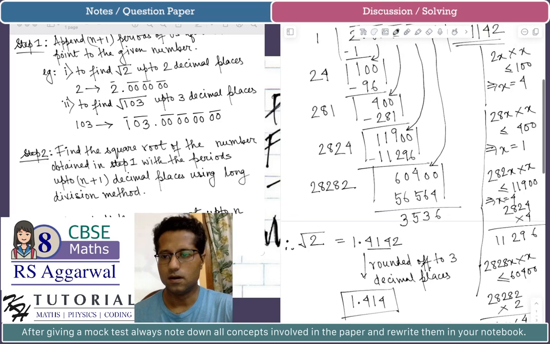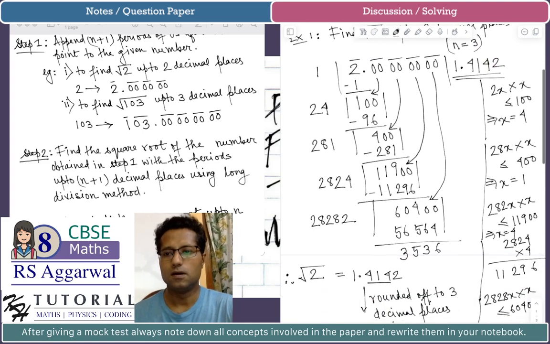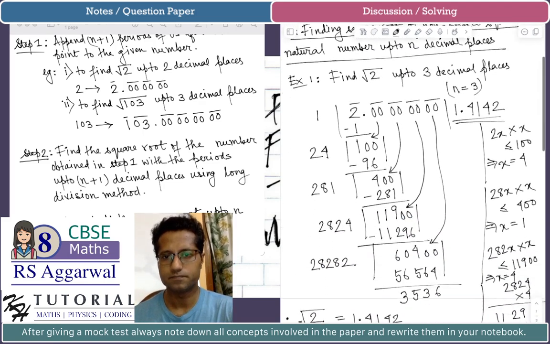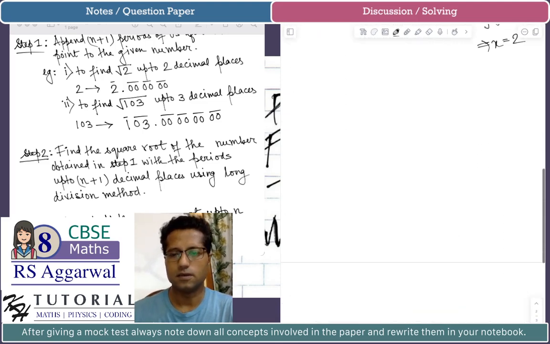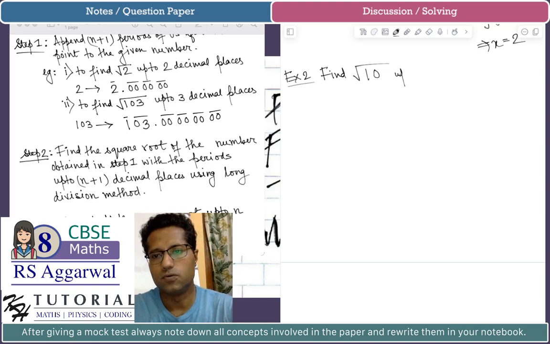So I hope the steps and the calculation are understood. Let's solve 2 or 3 more square roots, then you will understand completely. Okay, let's try example number 2. Let's say find the square root of 10 up to 2 decimal places.